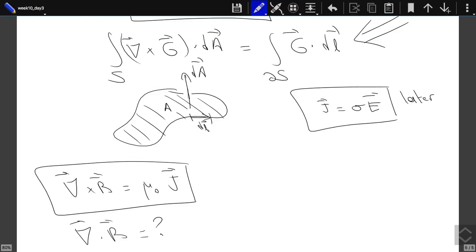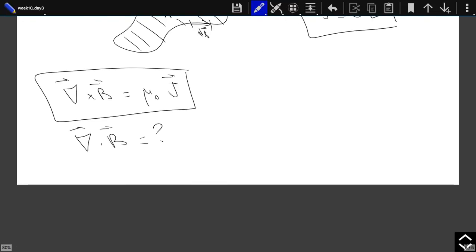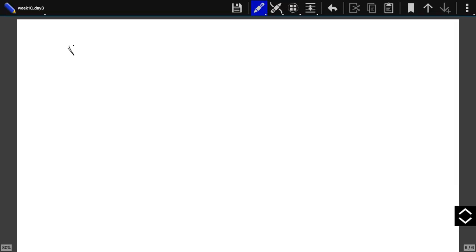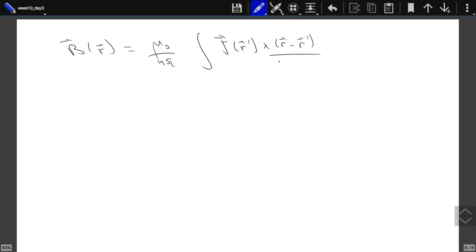So we already know the curl. Now we need to evaluate the divergence of B to be able to determine B uniquely. Again, we go back to our expression for the B field. This was mu 0 over 4 pi, integral of j of r prime cross r minus r prime over the magnitude of r minus r prime cubed, over the volume. Let's take its divergence.